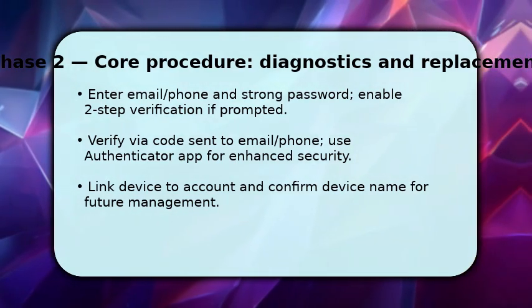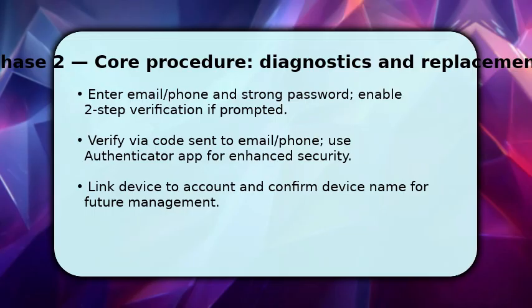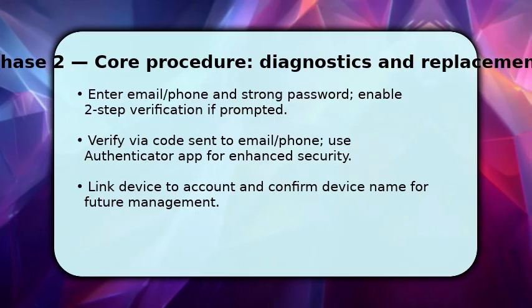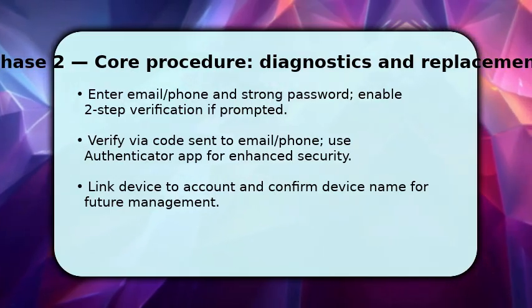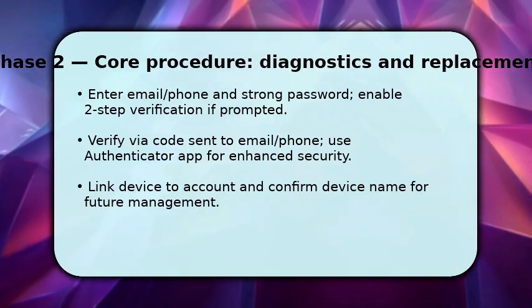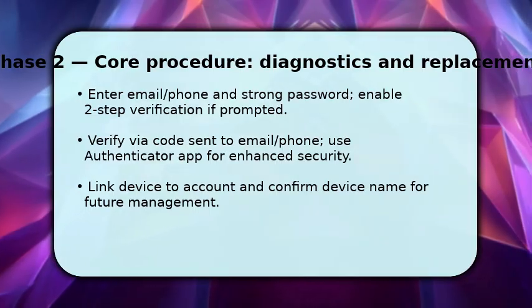Once entered, complete verification. Microsoft usually sends a code to your email or phone. Type that code immediately. If offered, set up the Authenticator app. This is faster and more secure than SMS. After verification, you'll be asked to link this laptop to your account. Name the device clearly so you can manage it later in account security settings.